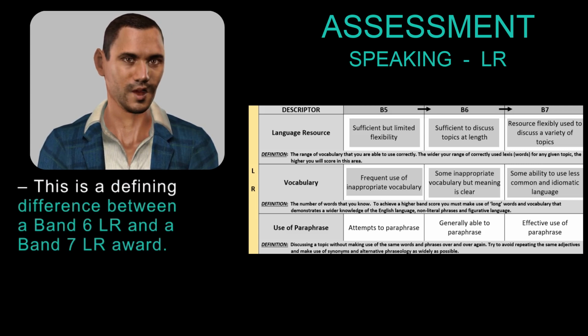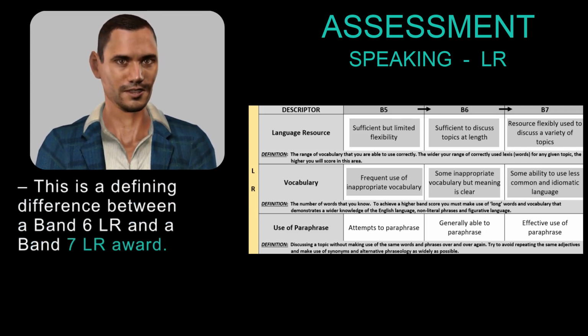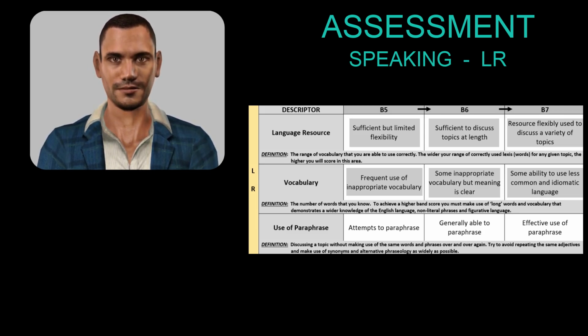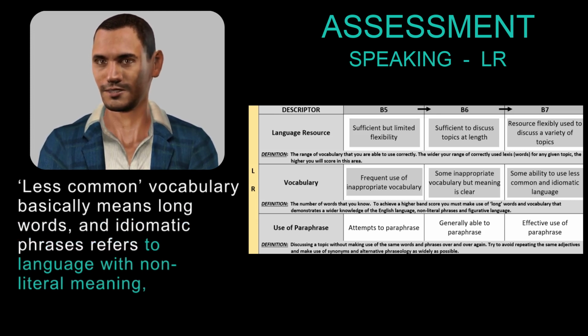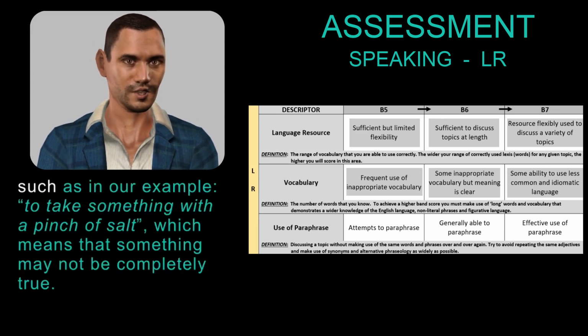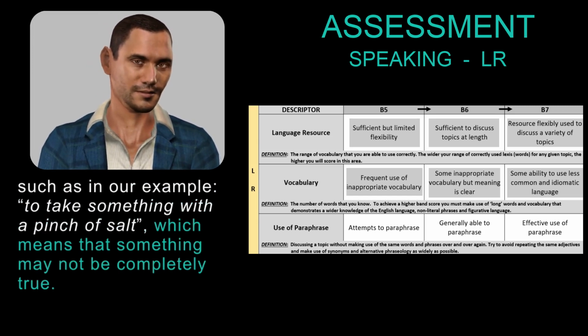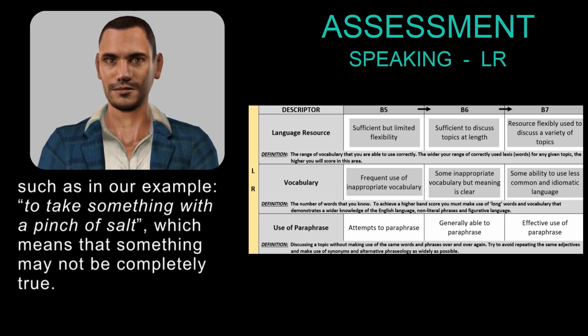This is a defining difference between a Band 6 LR and a Band 7 LR award. Less common vocabulary basically means long words. And idiomatic phrases refers to language with non-literal meaning. Such as in our example, to take something with a pinch of salt, which means that something may not be completely true.